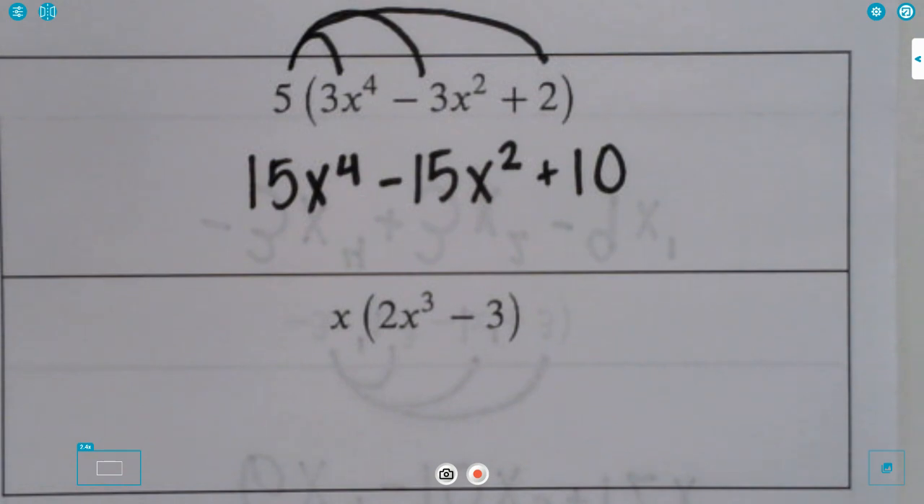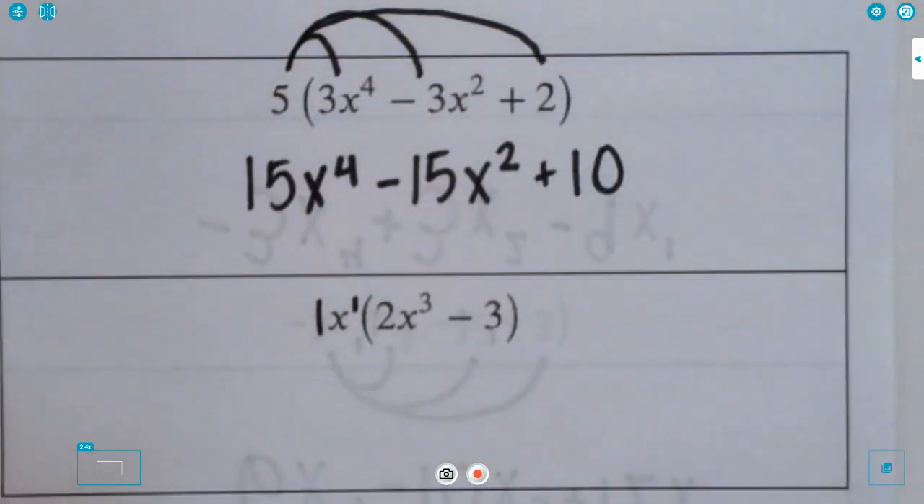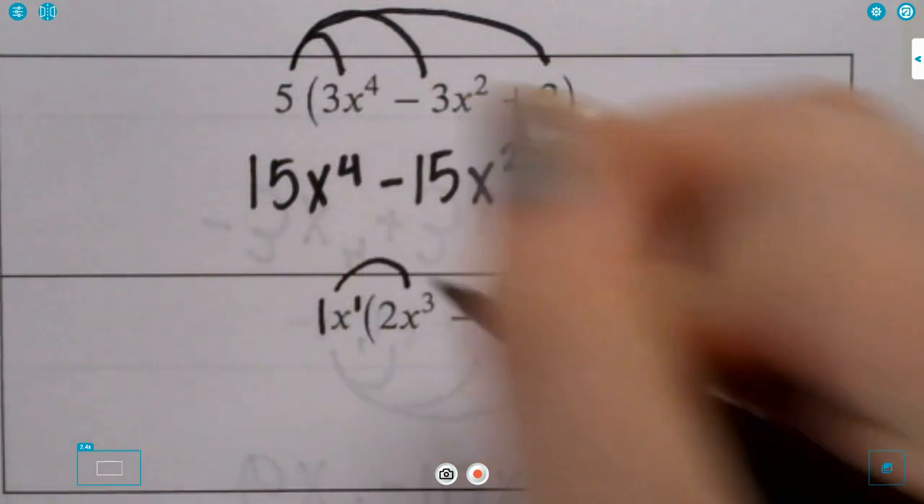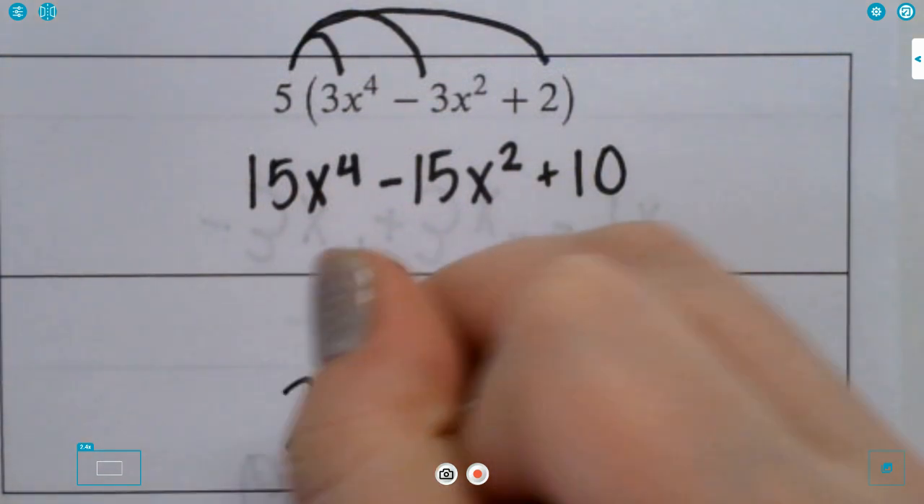All right. The very last one, we're just multiplying everything by x. So I can put my imaginary ones in, my 1x to the first. Since all I'm multiplying by is 1, the numbers, the coefficients aren't going to change because 1 times anything is itself. The exponents, however, will change. So 1 times 2, still 2. But then I add my exponents together. 1 plus 3 is 4. So I've got 2x to the 4th.